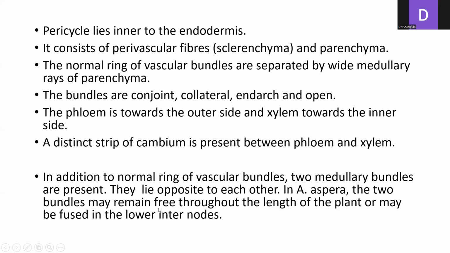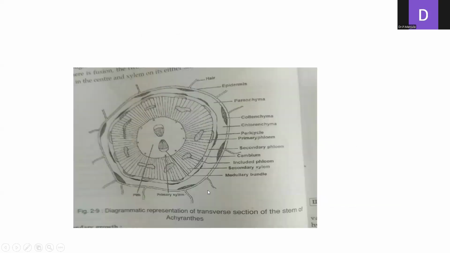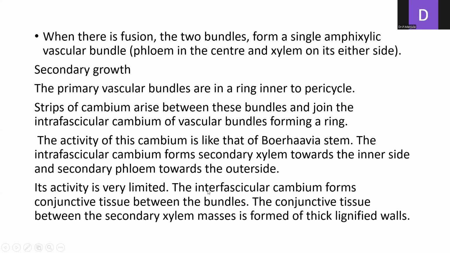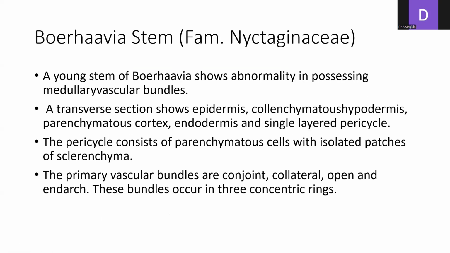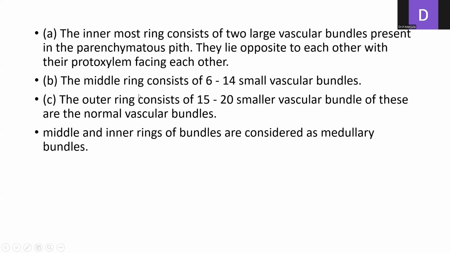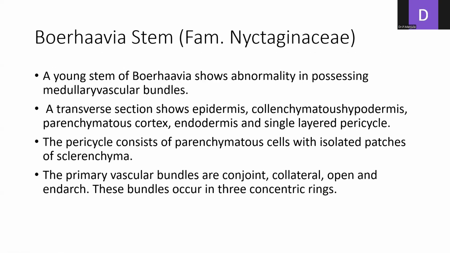Okay. So the next one is the anomalous secondary growth in the Boerhavia stem. The second example is Boerhavia. It belongs to the abnormal type having medullary vascular bundles. So like Achyranthes, here the medullary bundles are present.